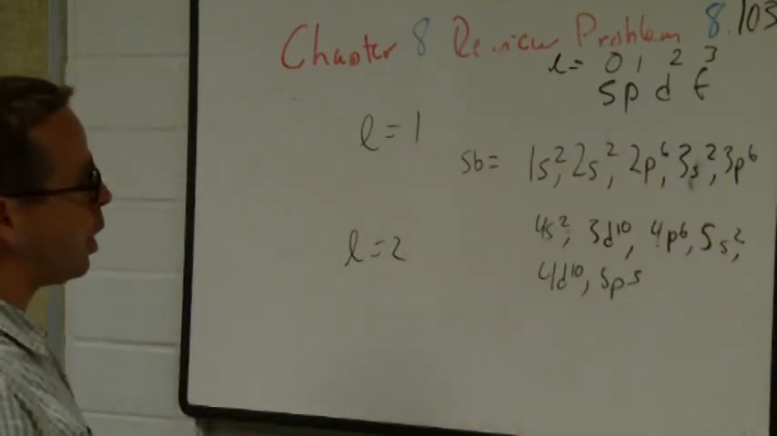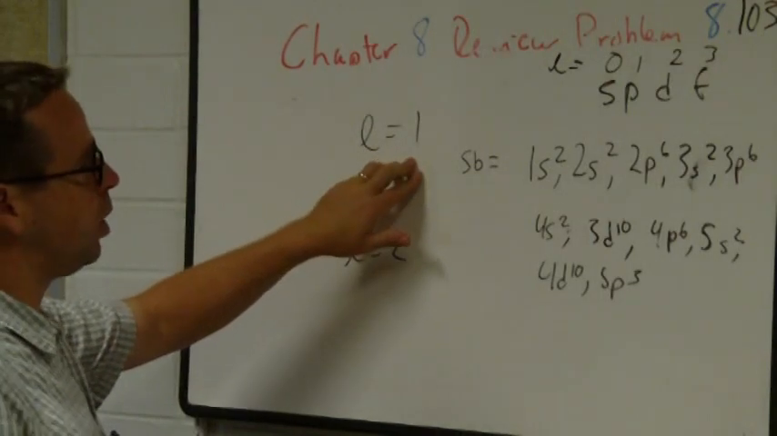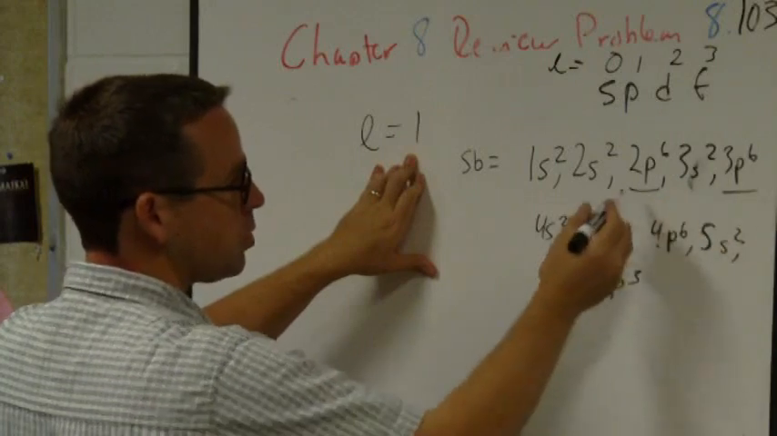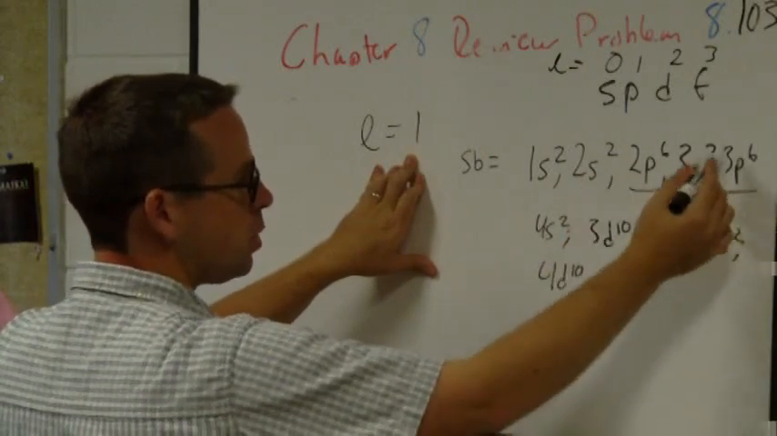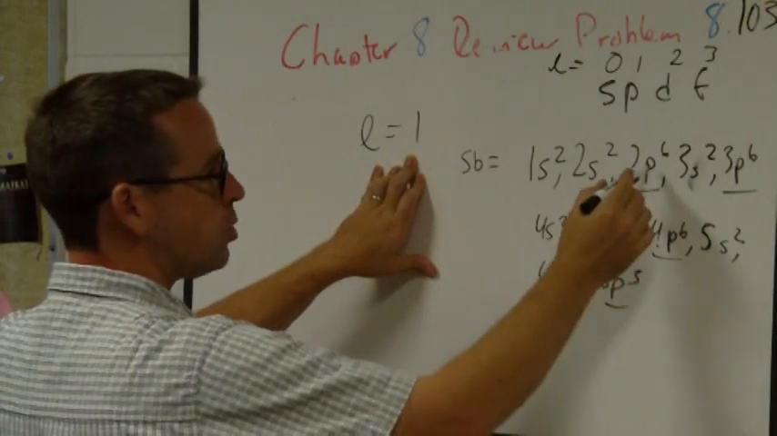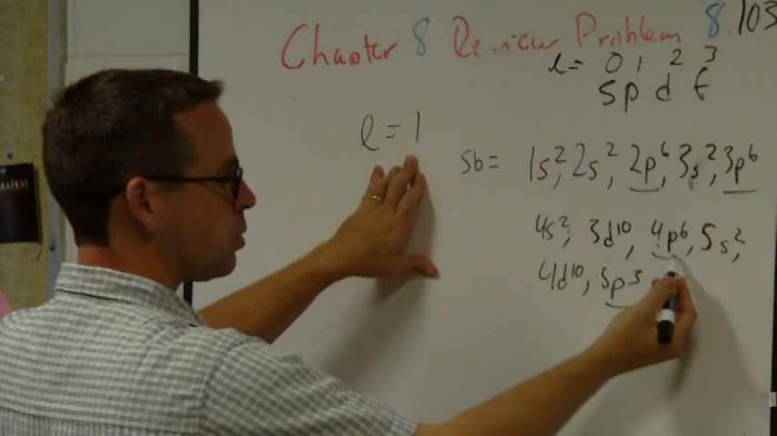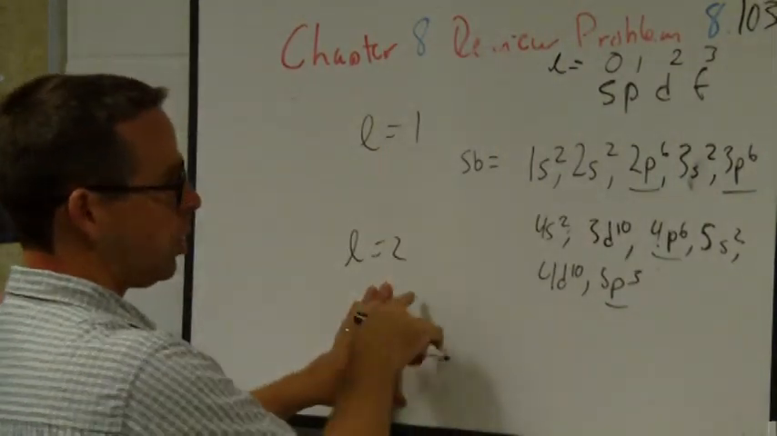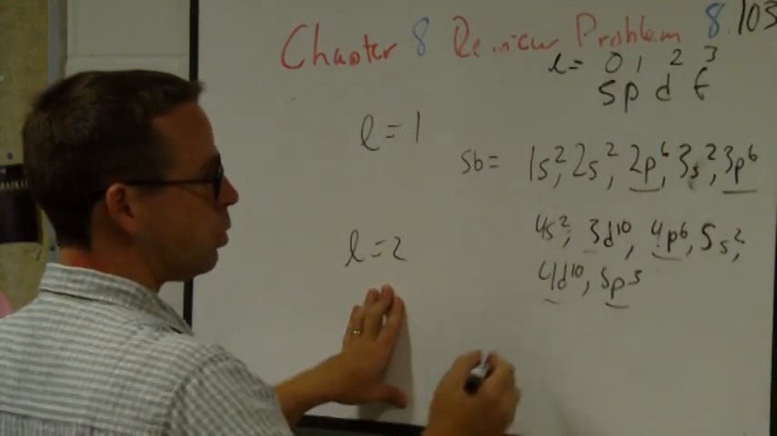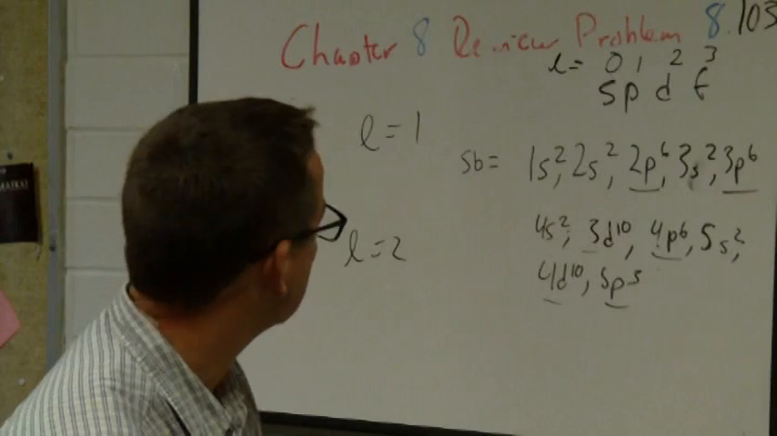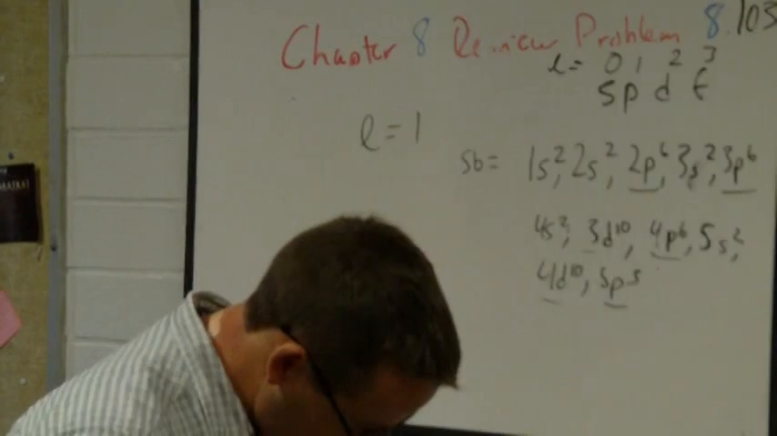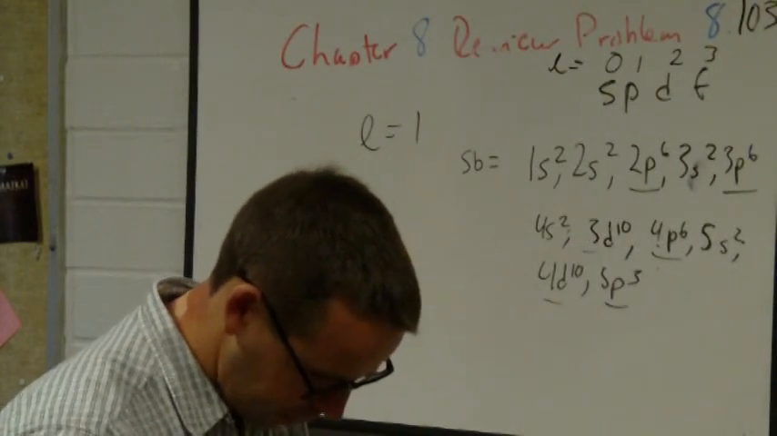Now we want to look for all the electrons that have l equals 1. When l equals 1, that's p. So there's the 2p, that's 6 of those, the 3p, that's 6 of those, and the 4p, and the 5p. So we should have 6 times 3 is 18, 19, 20, 21. When l equals 2, that's d, 10 and 10, 20. So we should have 21 electrons with l equals 1 and 20 electrons with l equals 2.